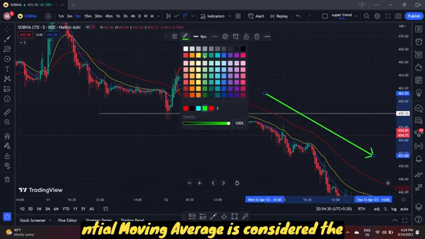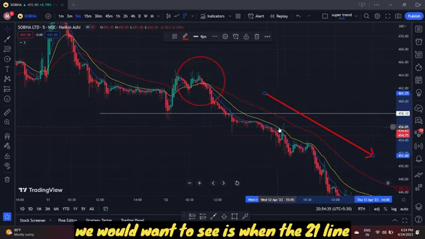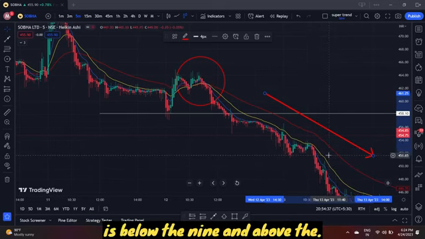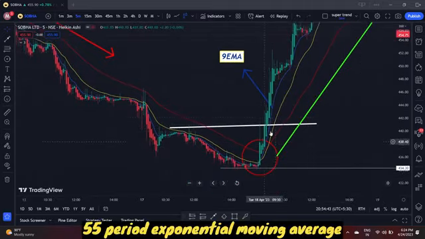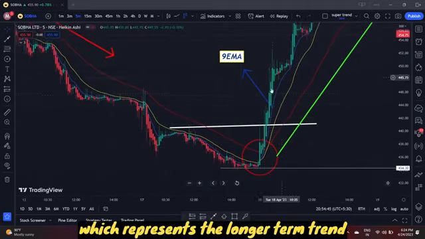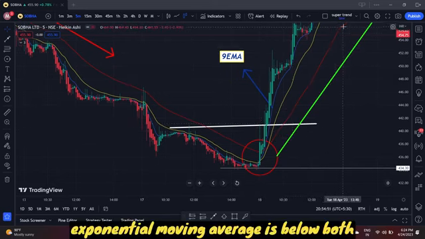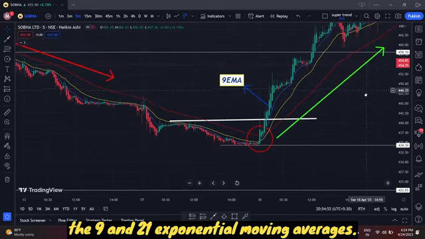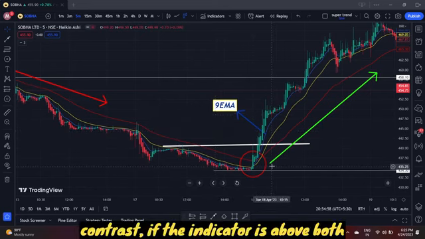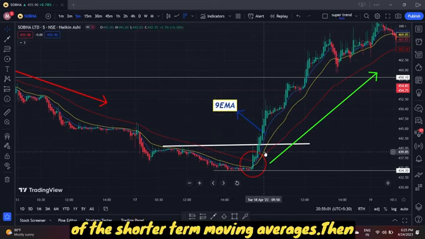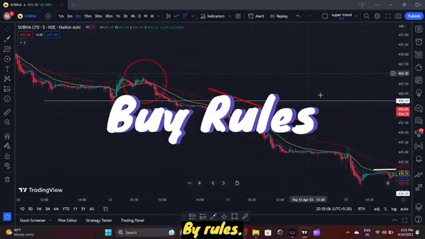The 21-period exponential moving average is considered the medium-term trend indicator. So what we would want to see is when the 21 line is below the 9 and above the 55 for an uptrend. The 55-period exponential moving average represents the longer-term trend direction. If the 55 exponential moving average is below both the 9 and 21 exponential moving averages, the trend is going upwards. In contrast, if the indicator is above both of the shorter-term moving averages, then we can see that the trend is going downward.